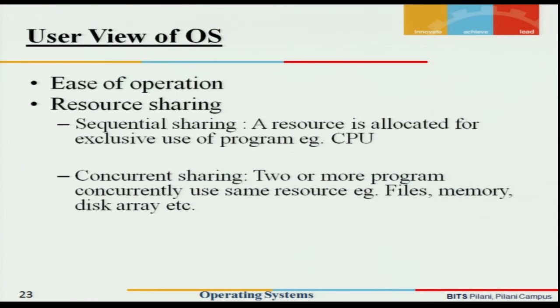Another kind of resource sharing which is prevalent is concurrent sharing, where two or more programs concurrently use the same resources. An example of such resources is files. It is possible that many of us could be looking at the railway site for finding out the details of various trains. So simultaneously, a large number of users are accessing the information. That is the kind of thing we call concurrent sharing.